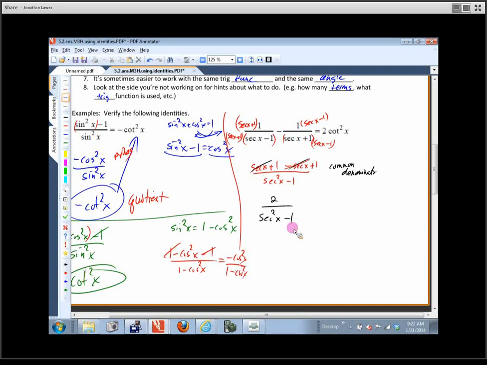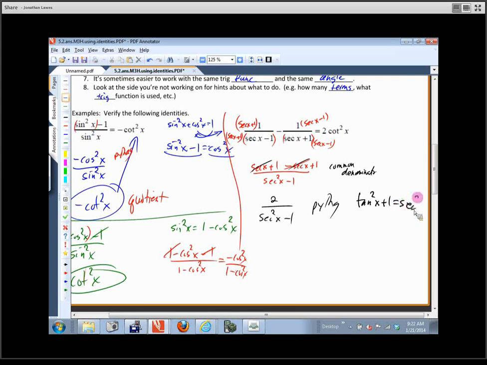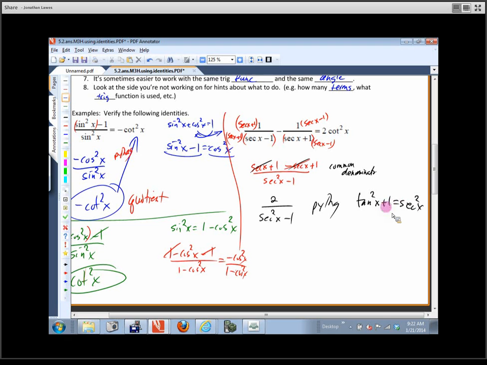Any ideas on what to do next? Lynn? Okay, so we're going to use a Pythagorean identity. And the identity we're going to use is, remember, secant and tangent go together. So it's tangent squared x plus 1 equals secant squared x. Or if I just move this over to the other side, that means that tangent squared x is equal to secant squared x minus 1. So wherever there's a secant squared x, what can I put? I can put tangent squared.